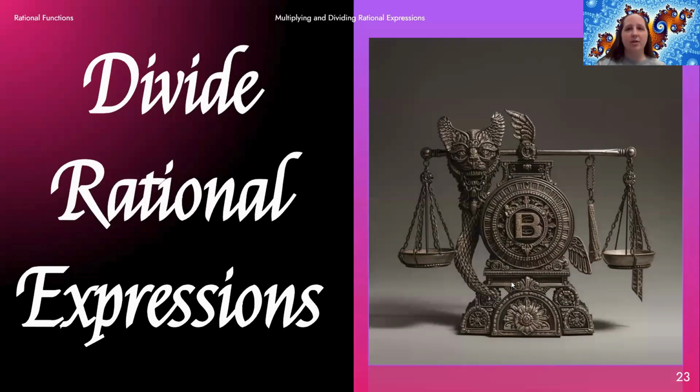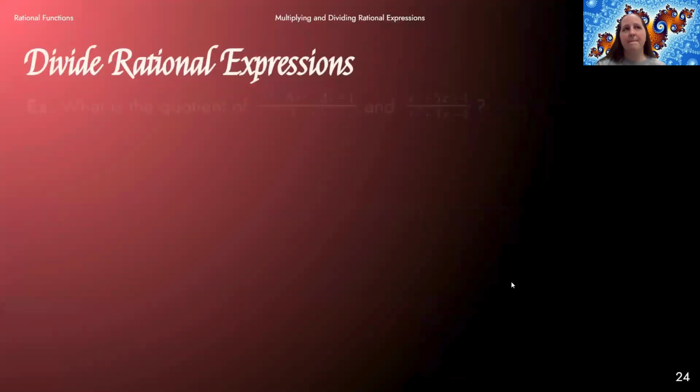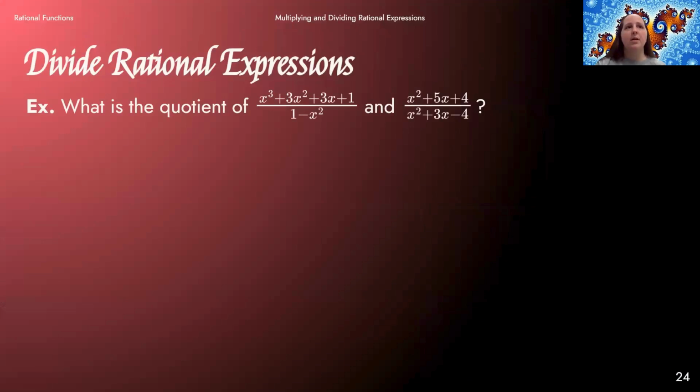Divide rational expressions. What is the quotient of x cubed plus 3x squared plus 3x plus 1 divided by 1 minus x squared and x squared plus 5x plus 4 divided by x squared plus 3x minus 4?